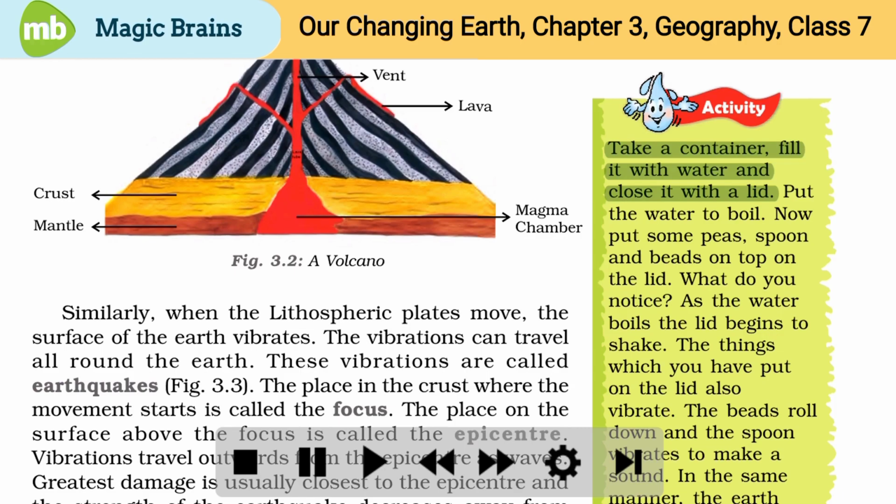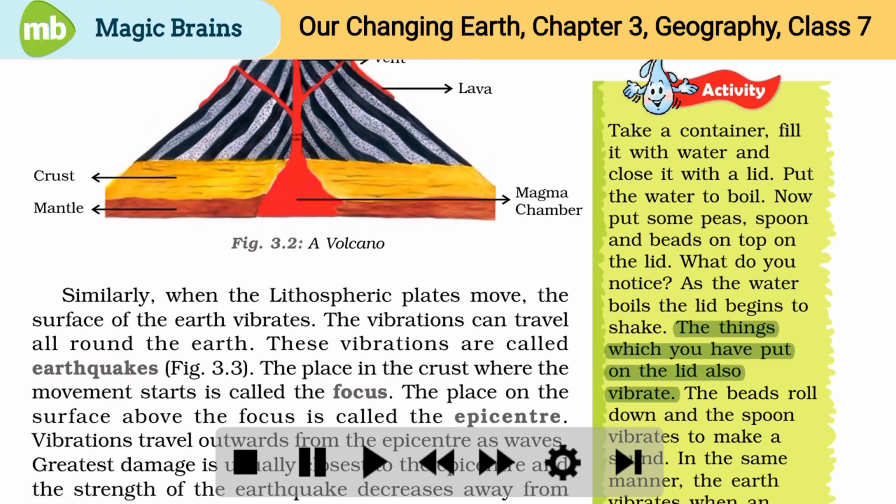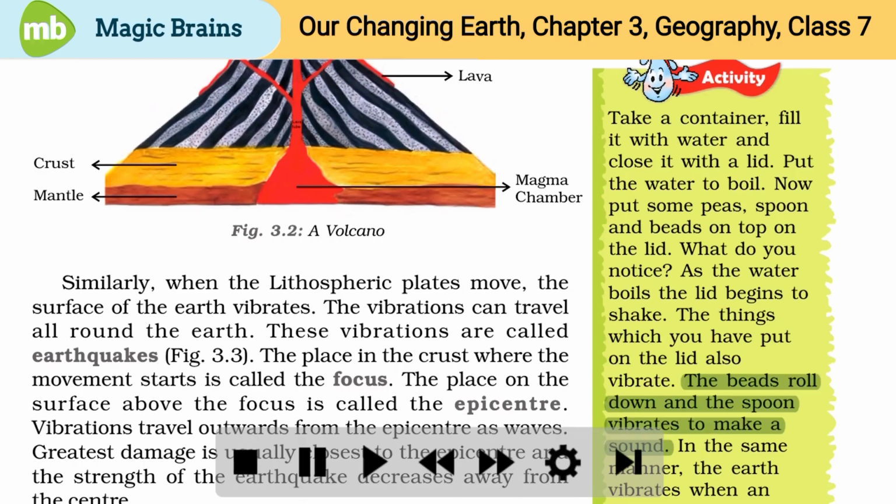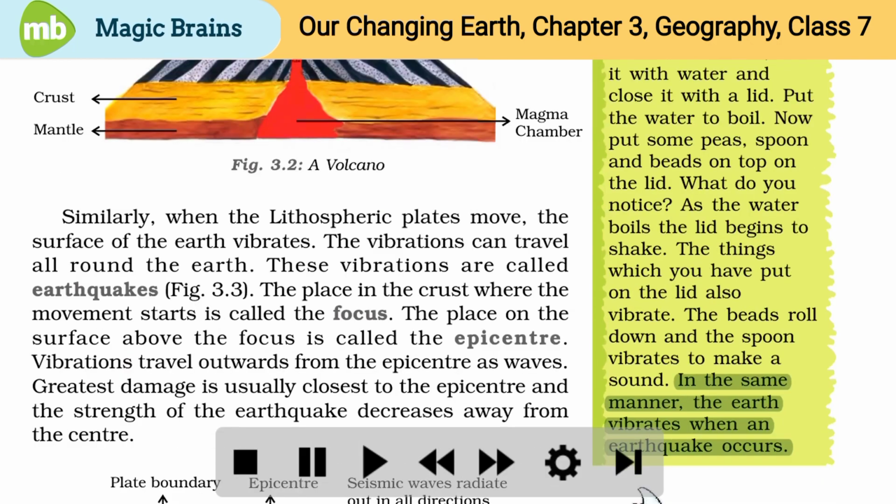There's another column for an activity. Take a container, fill it with water, and close it with a lid. Put the water to boil. Now put some peas, a spoon, and beads on top of the lid. What do you notice? As the water boils, the lid begins to shake. The things which you have put on the lid also vibrate. The beads roll down and the spoon vibrates to make a sound. In the same manner, the Earth vibrates when an earthquake occurs.